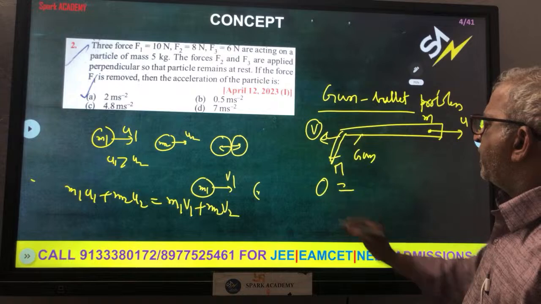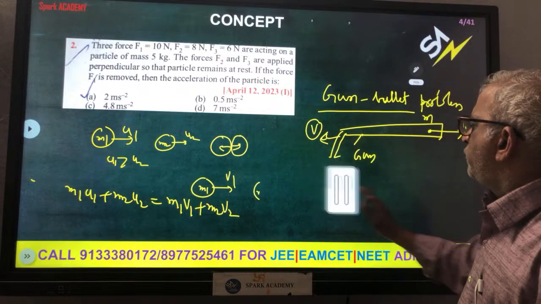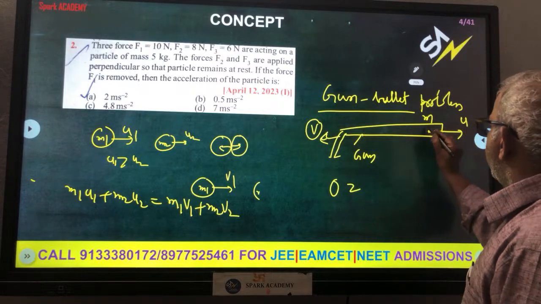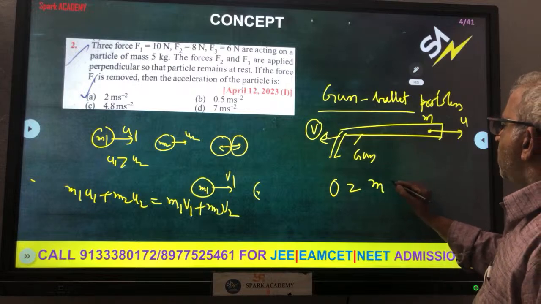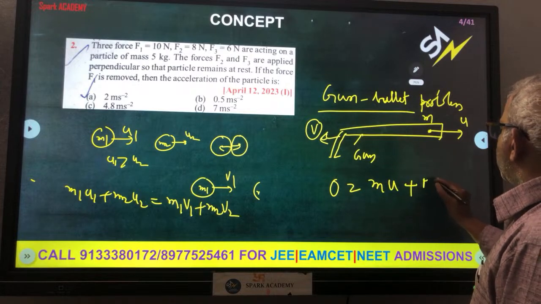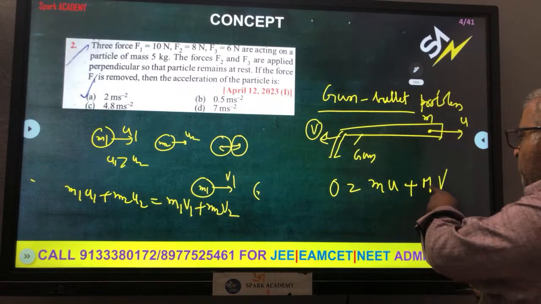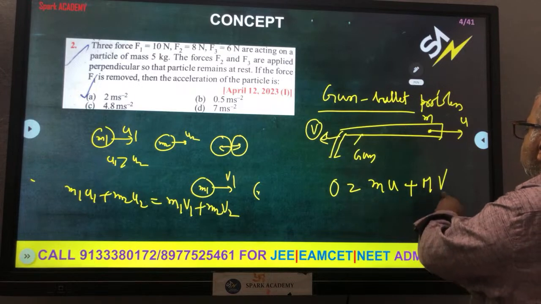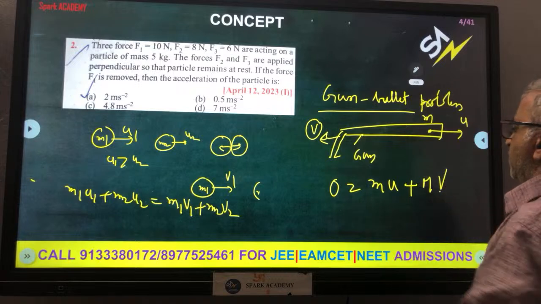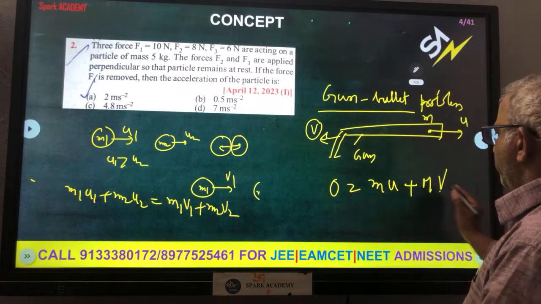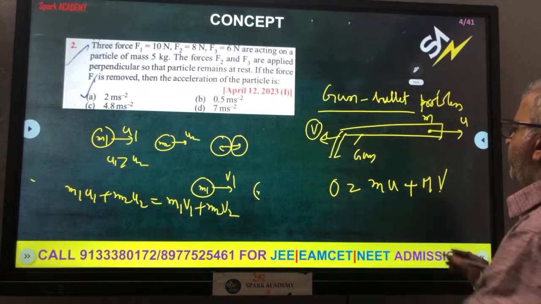Total momentum before firing is 0. After firing, individually they are having momentum, but total momentum after firing is also 0. What is small m? Mass of the bullet. What is capital M? Mass of the gun. What is V? Velocity of the gun. Total momentum before firing is 0, and total momentum after firing is also 0.